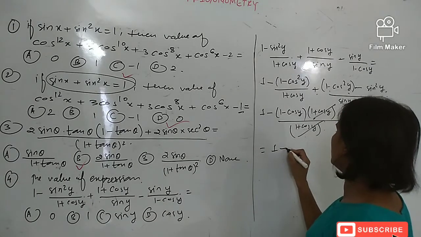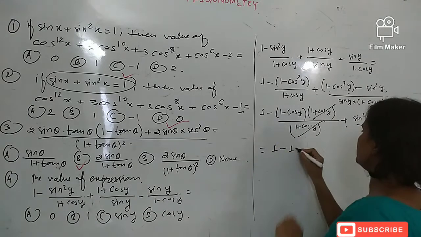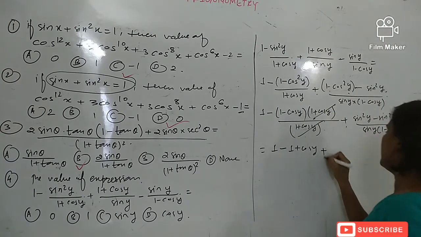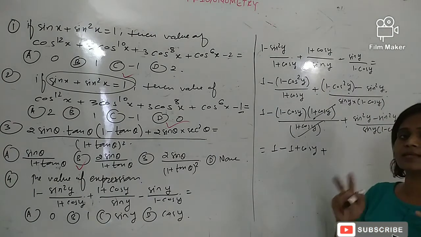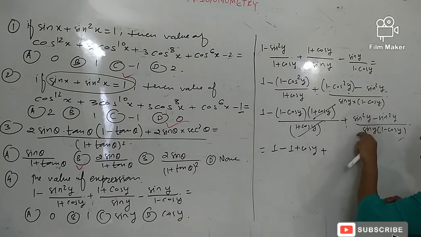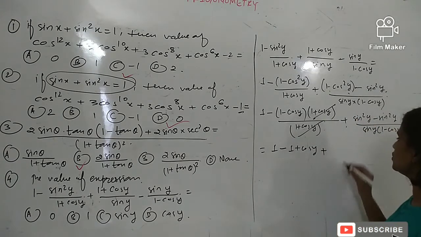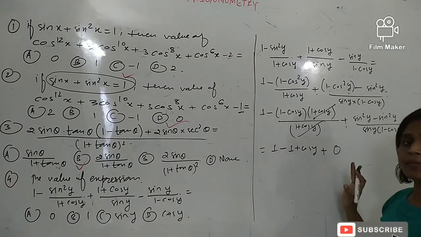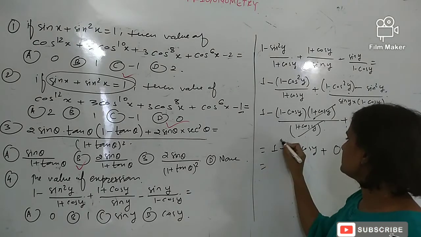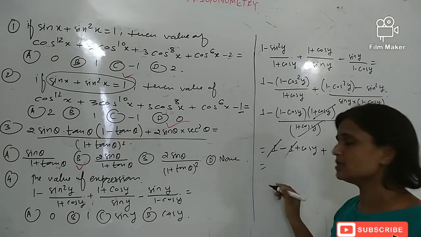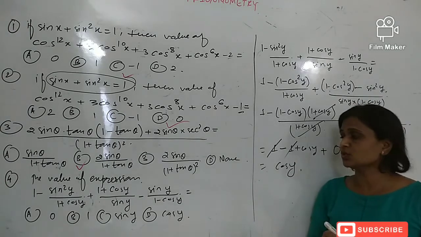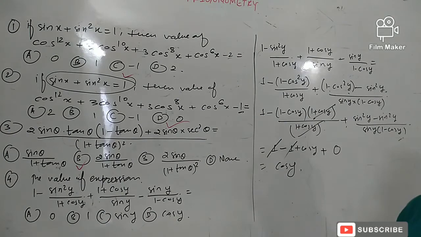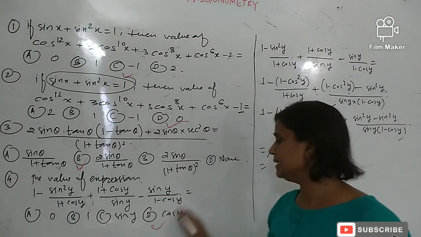So what is remaining? 1 minus 1, and this minus gets plus cos y. And for this second term, sin square y minus sin square y, this subtraction is 0. So 0 divided by any value is always 0. So this whole second term gets 0. And this minus 1 and plus 1 get cancelled, and finally there is only one value remaining, which is cos y, and it is given in the options as option D.